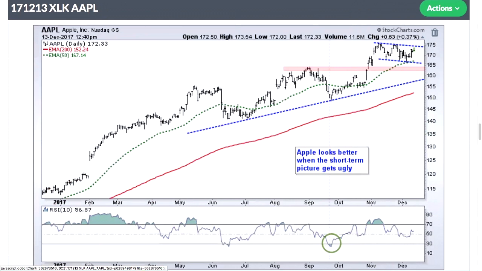And the key when you're looking at overbought and oversold is you want to look at oversold when the trend is up. And you want to ignore overbought when the trend is up. All right, you're interested in oversold conditions because that tells you you've had a pullback within the uptrend.